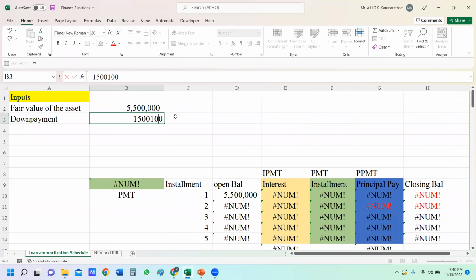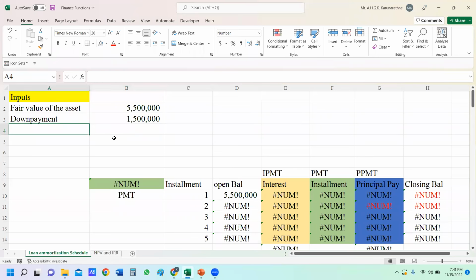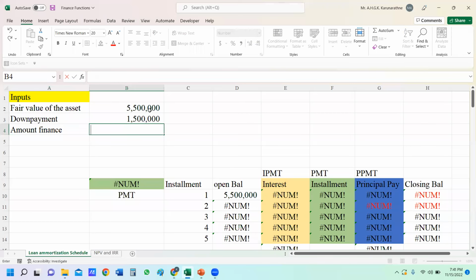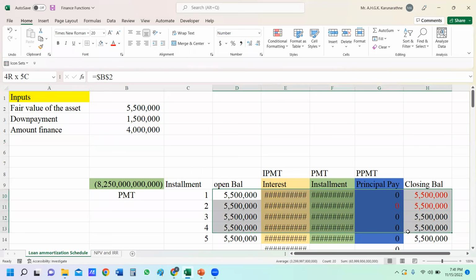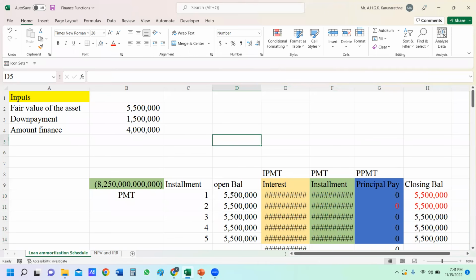$1.5 million. Then we can find out the amount finance. Amount finance is the difference between these two, this minus this, right? Don't worry about these figures because they automatically change, since the functions or formulas still work. We need to change this formula.